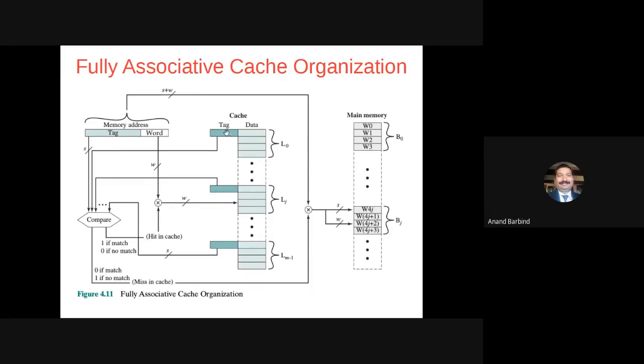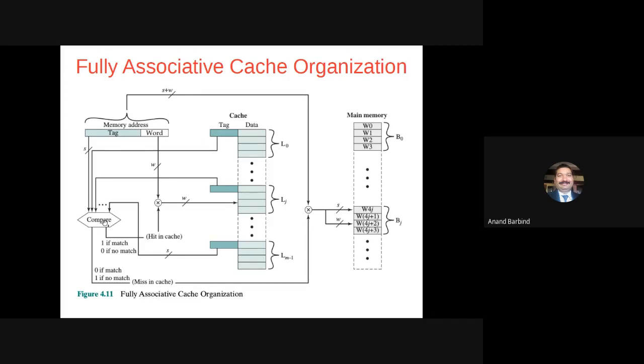So to check it, it needs to compare the tag word of each line with the required tag of the block, and so many comparisons will be there. That means how many comparisons will be there? There are m number of lines here. So m tags will be there, for each line a tag is there. So there will be m comparisons.